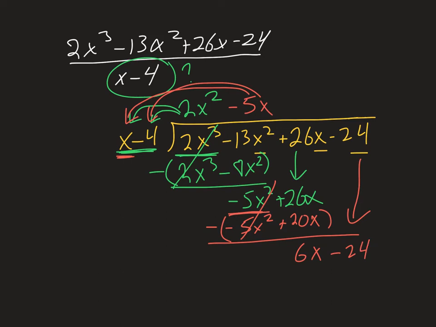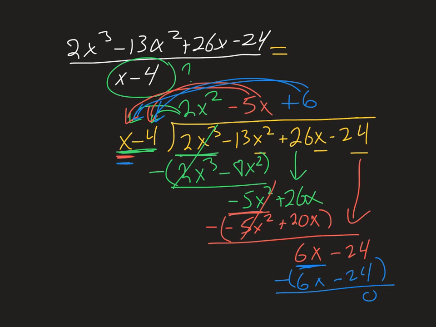And then again, I'm going to look at x and this leading term, and I'm going to ask myself, how do I get from x to 6x? Well, multiply by 6. And then I'm going to multiply this through. We're going to take 6 times x, which is 6x, and 6 times negative 4, which is negative 24. And then we're going to subtract this off, just like we do for long division. We get 0, which means that this quotient, once I do this division, is equal to 2x squared minus 5x plus 6.